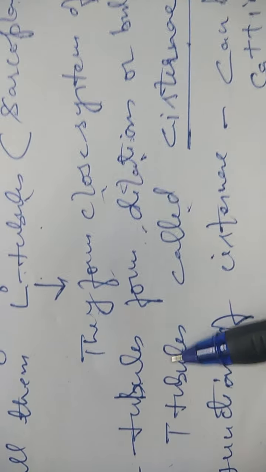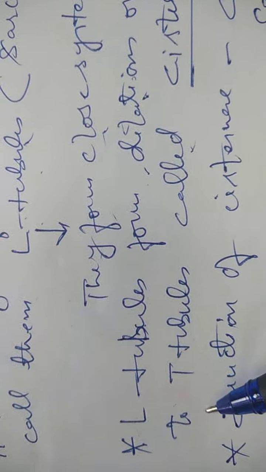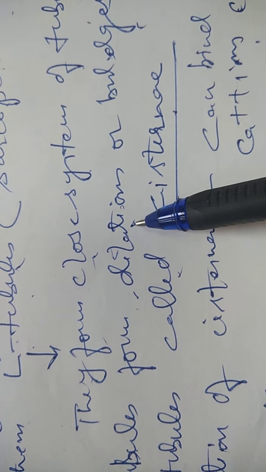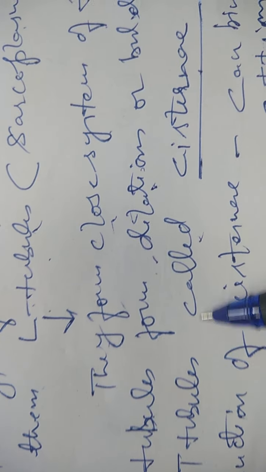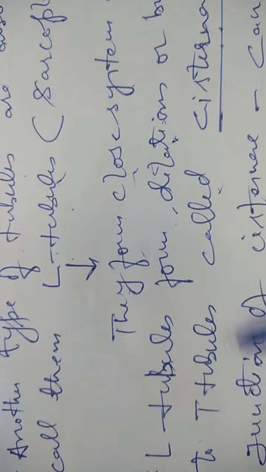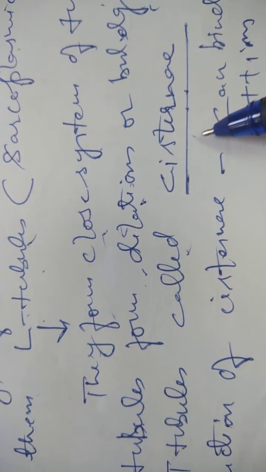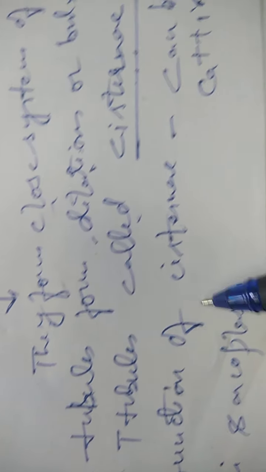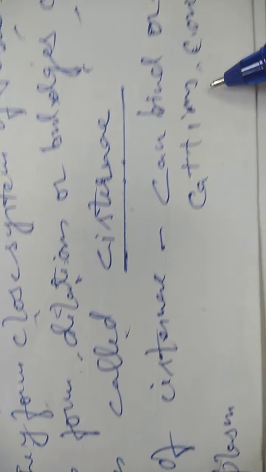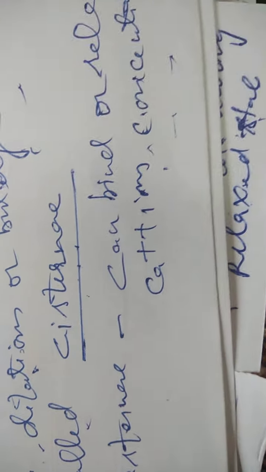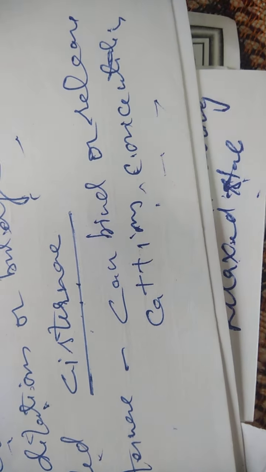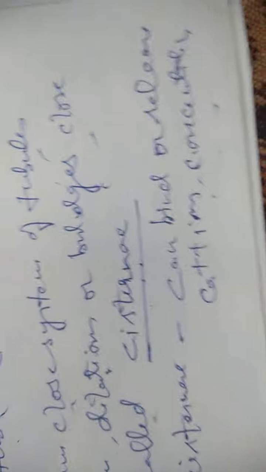See, L tubules form dilations or bulges close to the T tubules, called cisternae. The function of the cisternae is that they act as calcium binding sites. They can bind or release calcium ions. So let's move further.